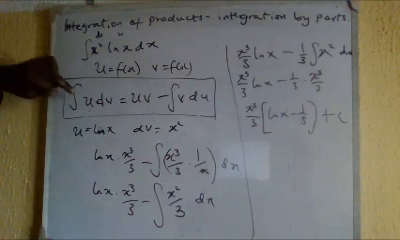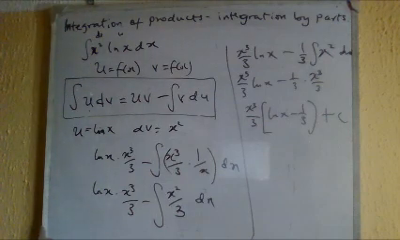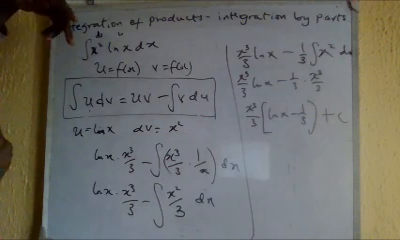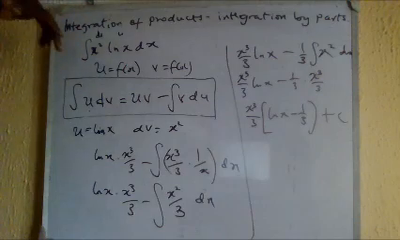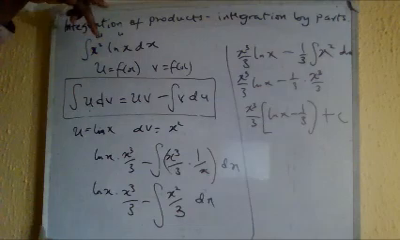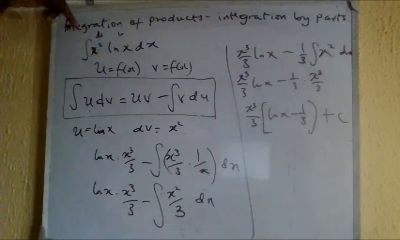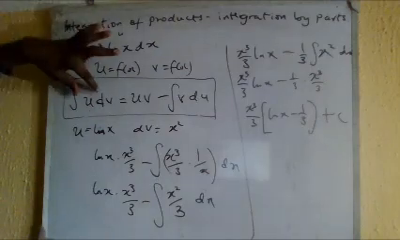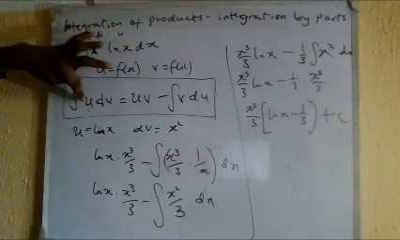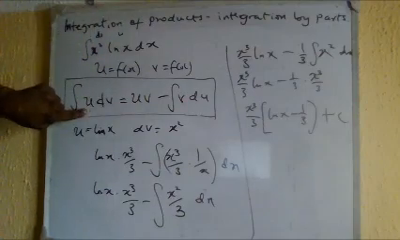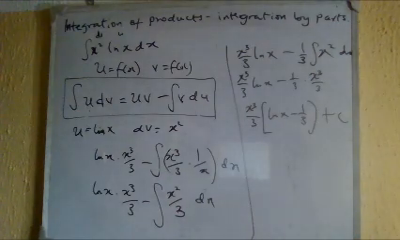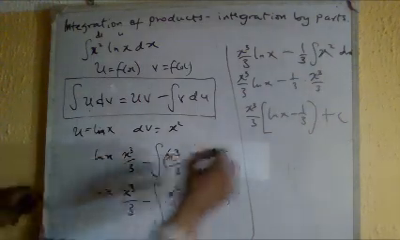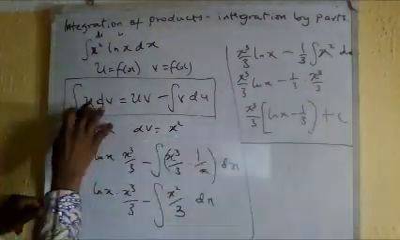At a point, you get used to just picking them, but I will give you a rule. How did I just know that my u will be ln x and my dv will be x squared? You understand? I've split them according to this formula. I've chosen the one that will be u and the one that will be dv, and I now apply them here. So there's a rule for it, and I will give us the rule.